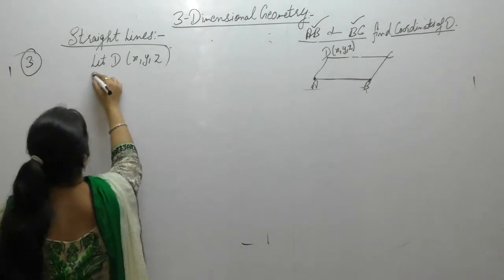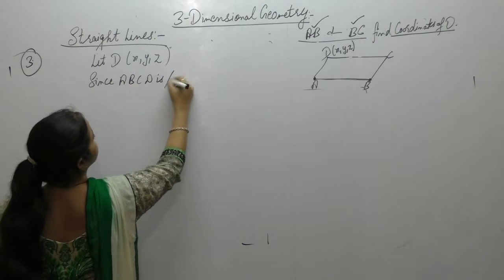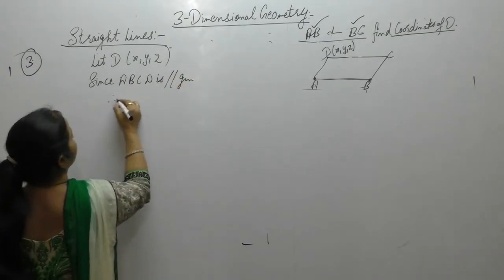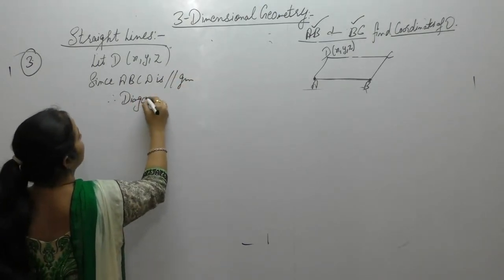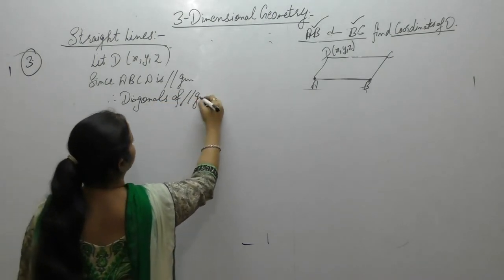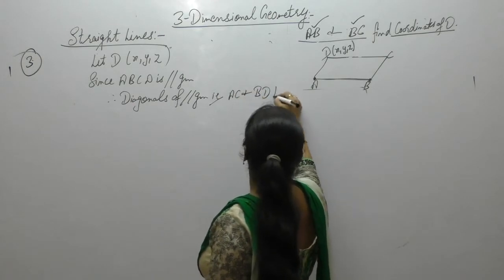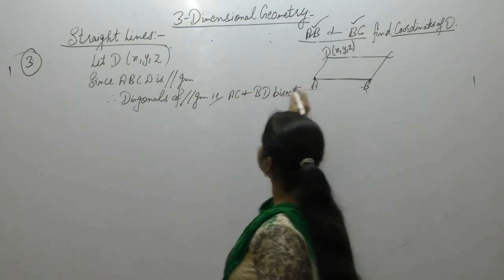Since ABCD is a parallelogram, therefore the diagonals of the parallelogram, that is AC and BD, bisect each other.